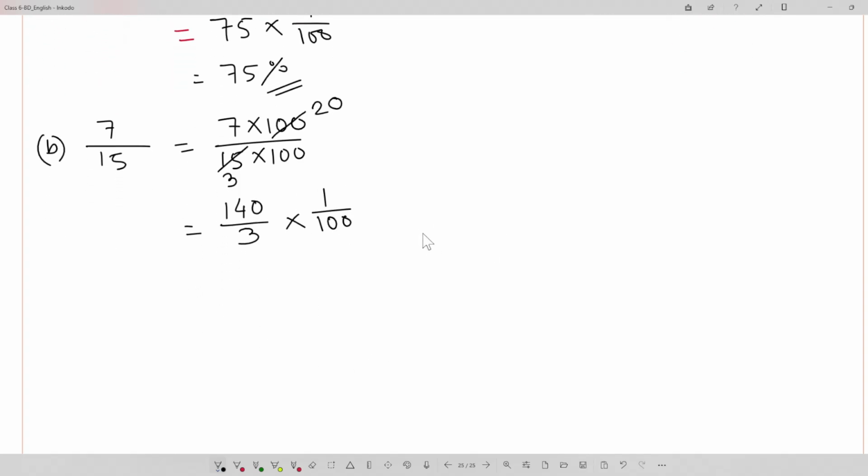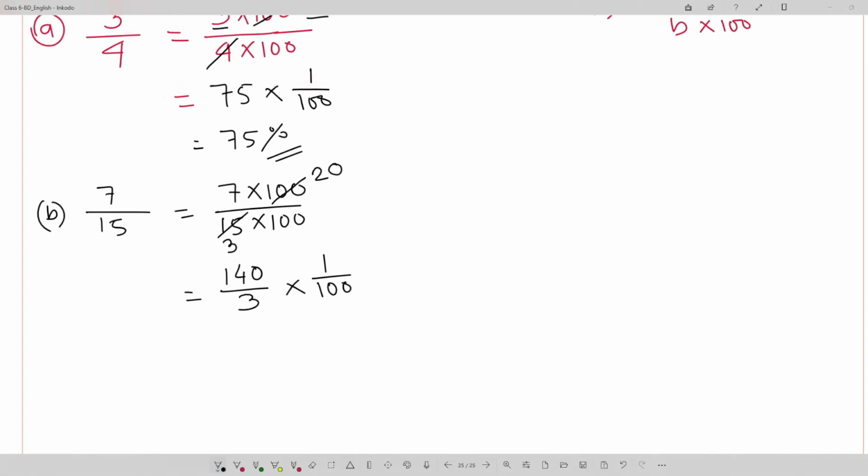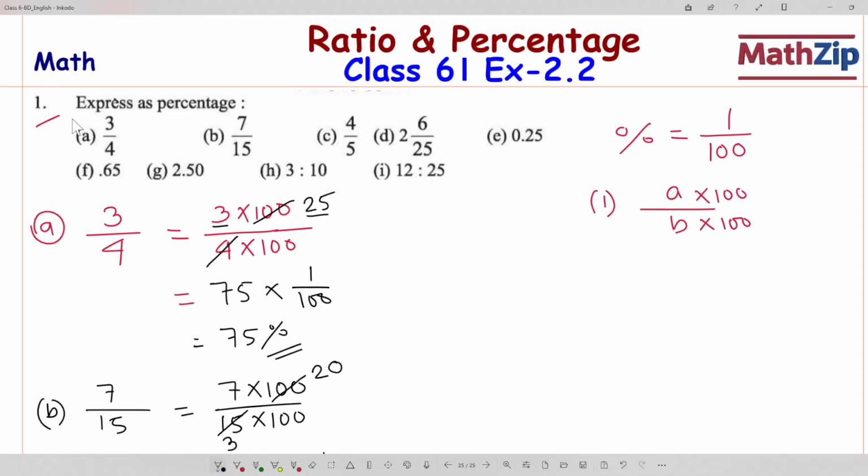So 140 divided by 3, if you use a calculator, it will be 46.67. So we can write 46.67 against 140 by 3, and 1 by 100 we can write percentage. Very simple. So A and B done.